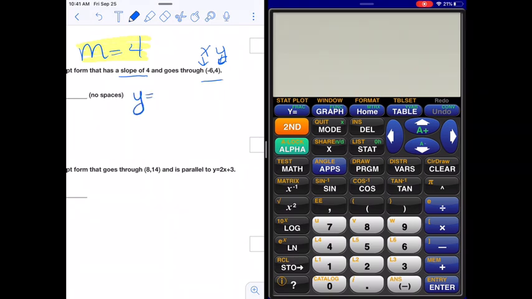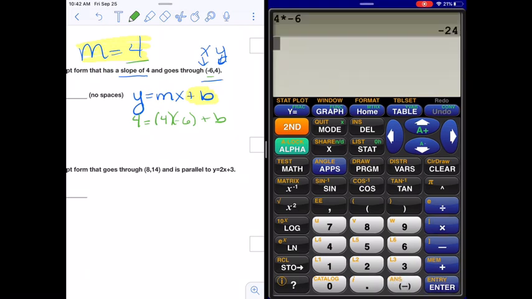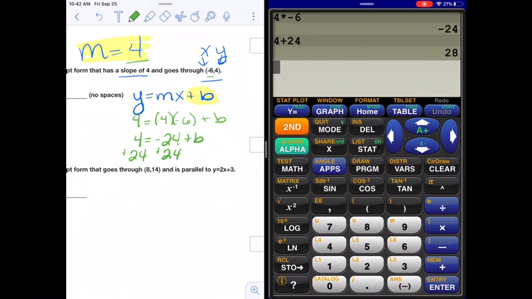So I'm going to write out y equals mx plus b. We are looking here for my b value. So let's plug in what we know. We know y is 4, m is this 4, the one on the left, x is -6, plus b. So go ahead and multiply your 4 times your -6. So 4 equals your -24 plus b. Add your 24 to both sides, and you get 28 equals b.